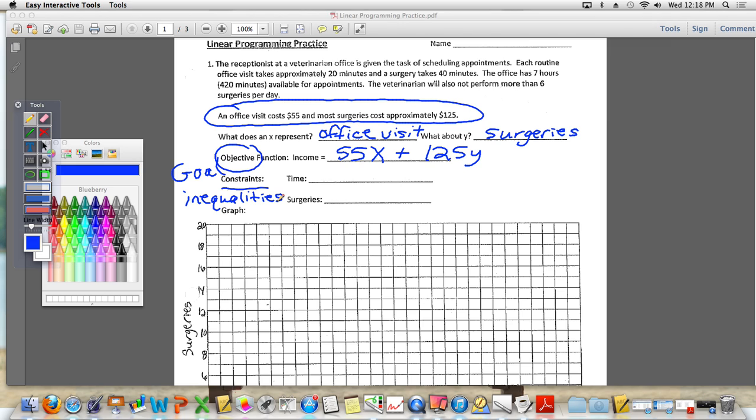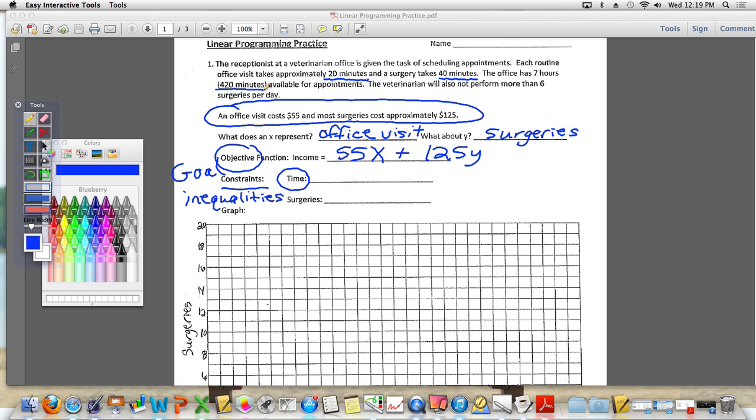So let's talk about time. It says constraints, time. We need to write a time constraint. So what I need you to do is go back to your problem, and everywhere that you see something about minutes, I want you to underline it. Wherever you see the word minutes, underline it. So, go back to here, I've got 20 minutes. Are you with me here? I underline it. I have 40 minutes. I underline it. And then it also says something about 7 hours, which is the same thing as what? 420 minutes. So I'm going to underline that too. And I believe, if I've read correctly, that's the only time that they mention time.